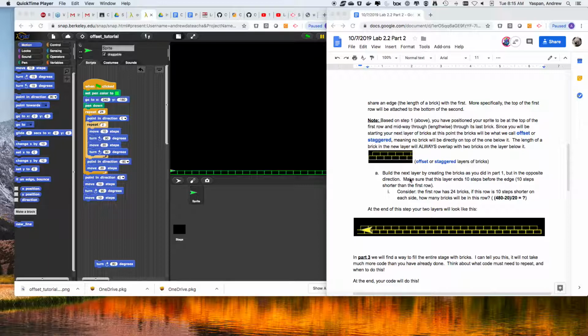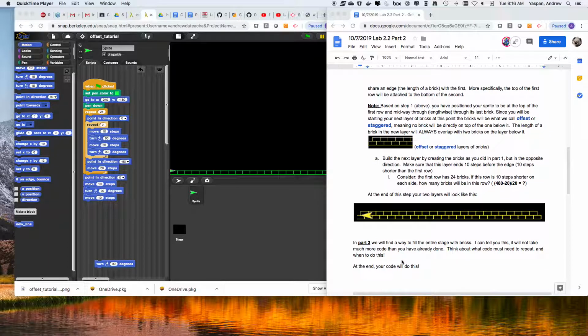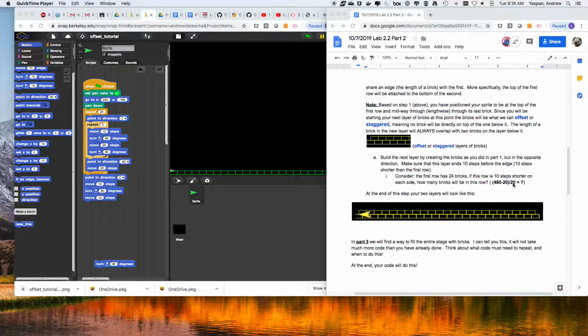Consider that the first row has 24 bricks, and if this row is 10 steps shorter on each side, so what's 10 times 2, right? We're saying each side, then how many bricks will we have? We have a lot of the code already set, but we're trying to figure out how many times we'll repeat based on some of this new code we'll be making for this new row. So what's the math here?